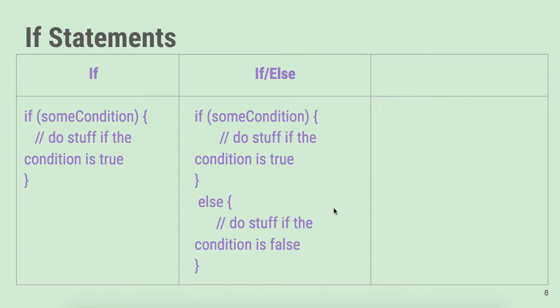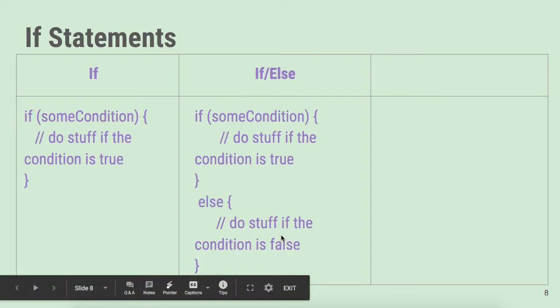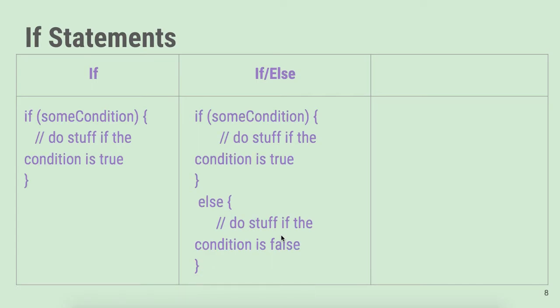Then we have if else, which is probably what we're going to use a lot. So if some condition is true, do this. Else, so if the condition is false, do this. Okay, so you're telling it to look for true or false, and then you're giving it two options to go from, whether or not that condition is true or false.